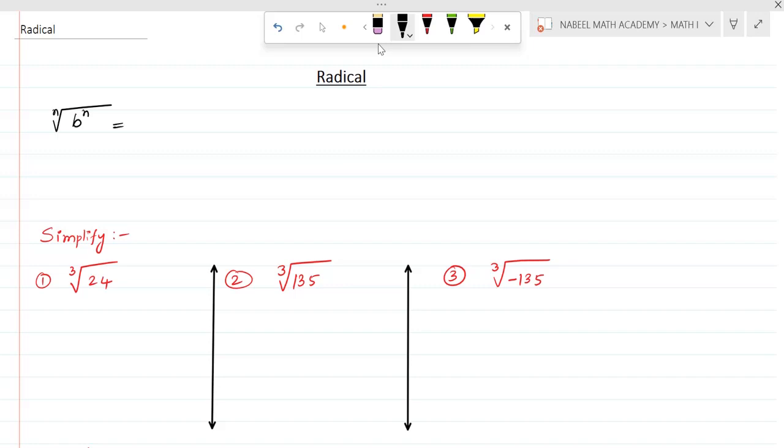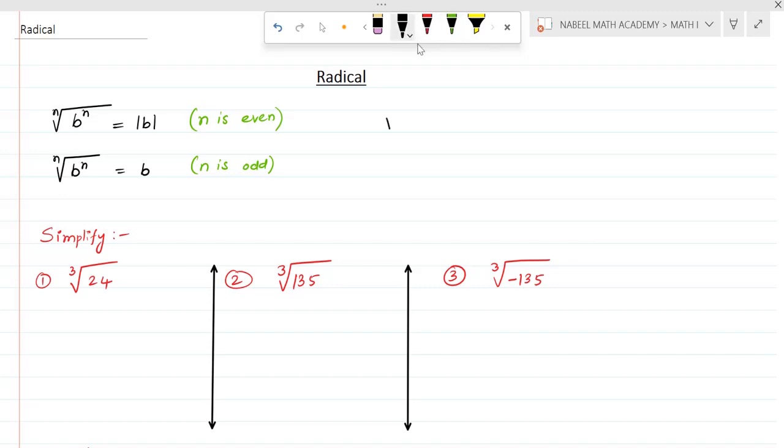For even n, you will have the absolute value, and if n is odd, you have it without the absolute value. So this is the difference between the even and odd. If n is even, it is absolute. When n is odd, it is without absolute.